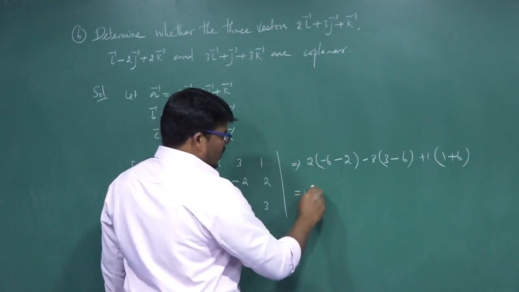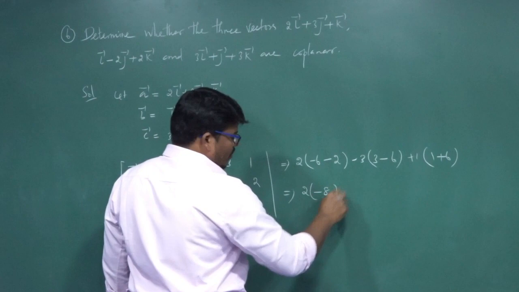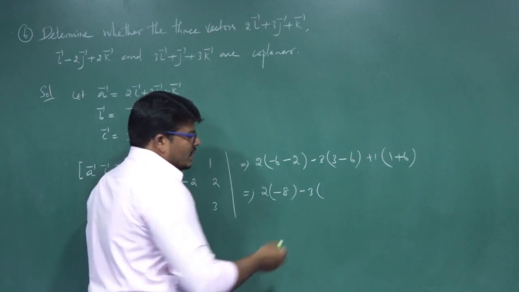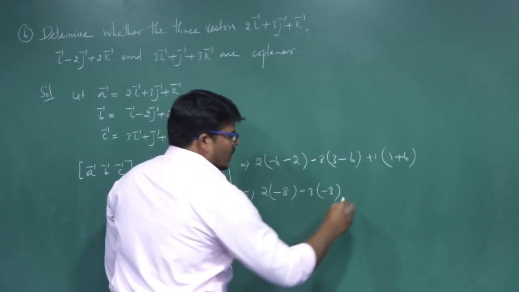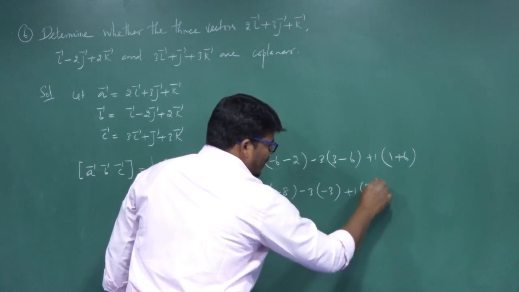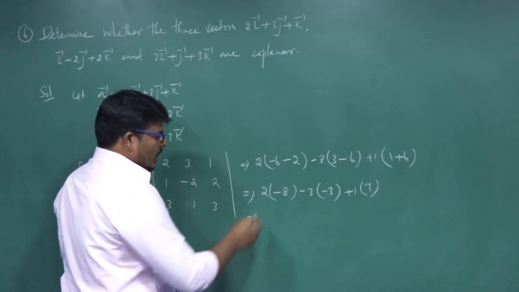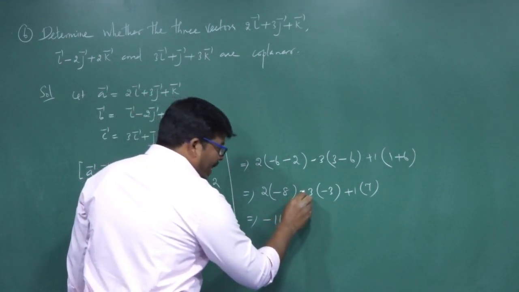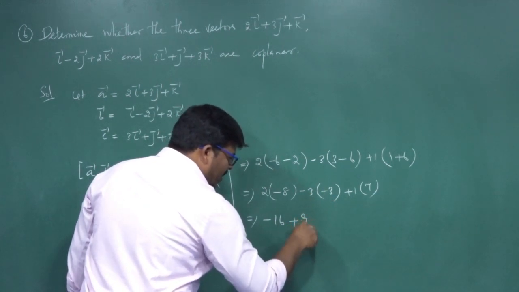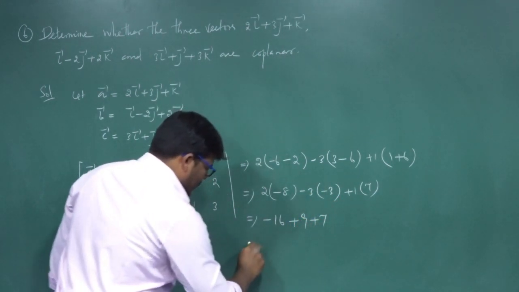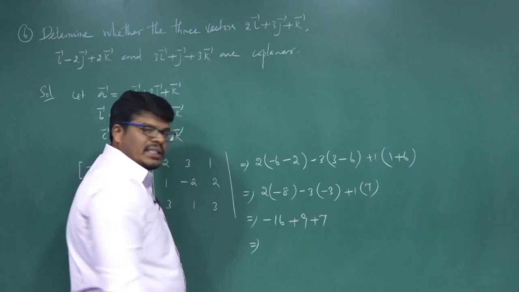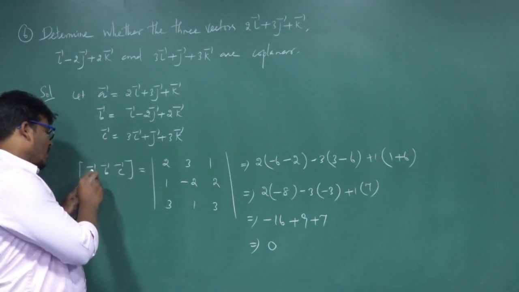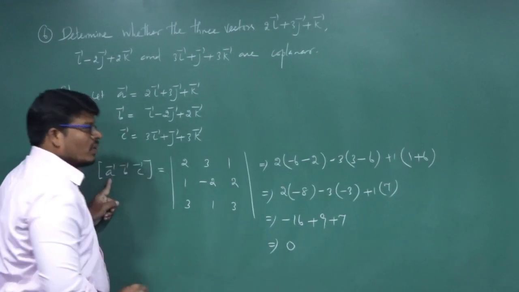This implies 2 into minus 6 minus 2, minus 8. Next one minus 3 into 3 minus 6, 3 minus 6 is minus 3, plus 1 into 6 plus 1, 7. This implies 2 into minus 8, minus 16, and minus into minus plus, 3 3s are 9, 1 7 is 7. This implies 9 plus 7, 16. 16 minus 16, the value equal to 0. Getting the box product of a vector, b vector, c vector equal to 0.